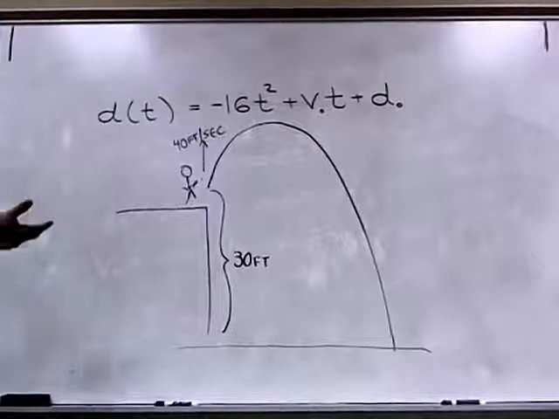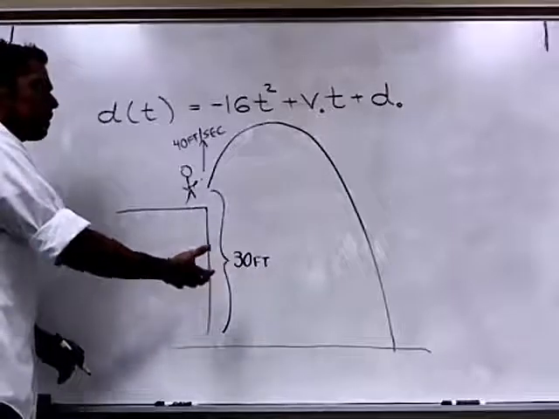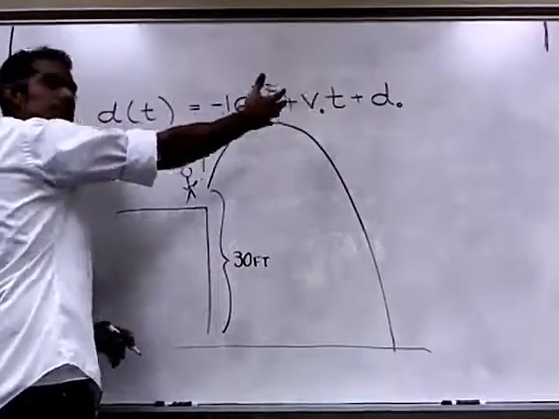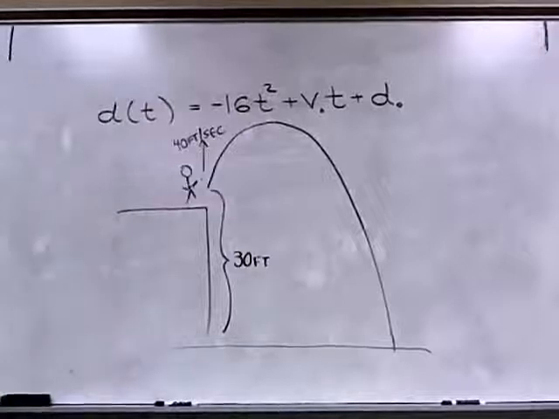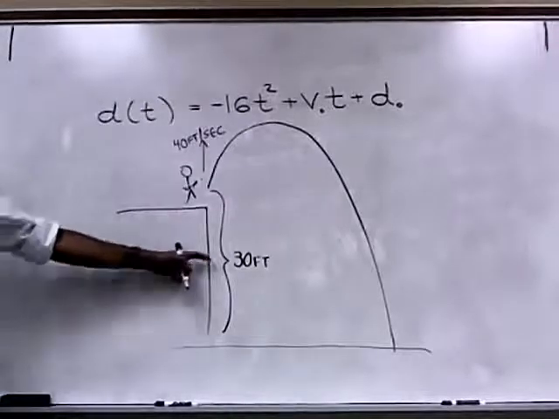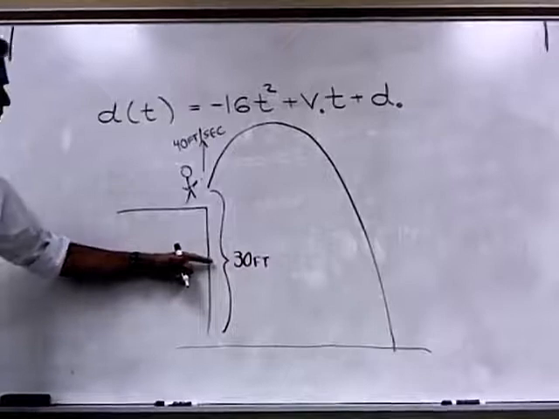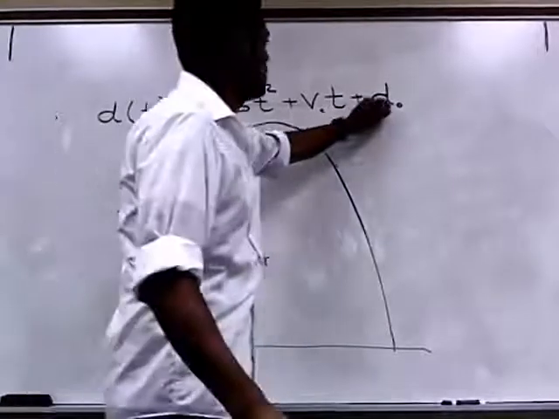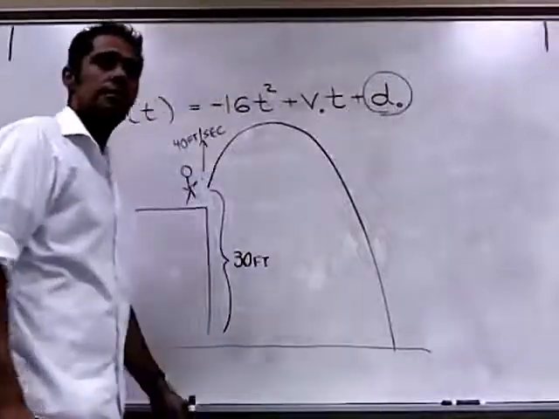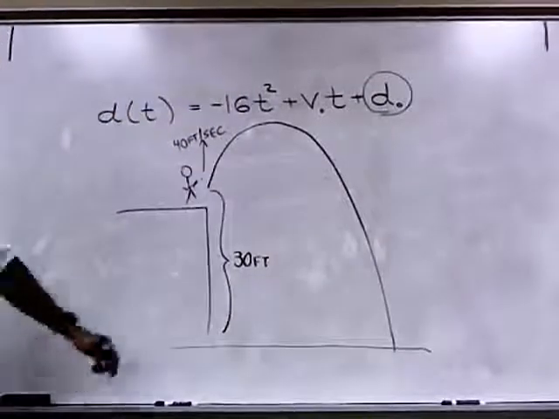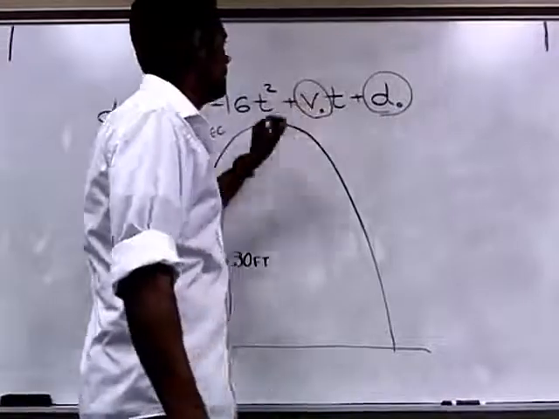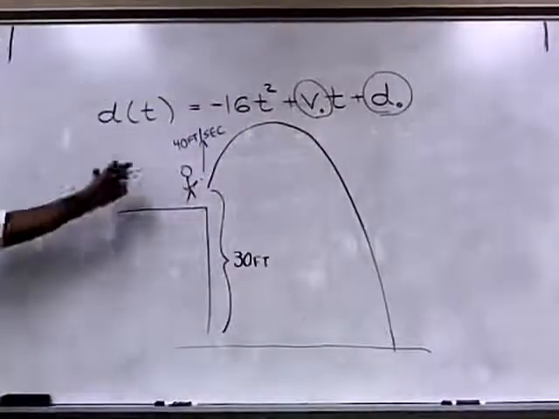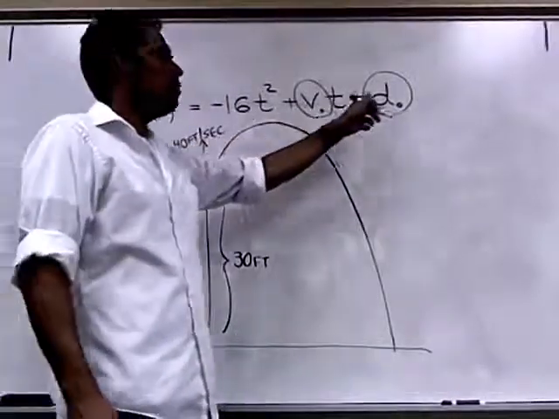So all you have to do is, from this information, figure out what gets plugged in here and then solve the problem. So what is the 30 feet for us? D naught. That's where it started from, right? That's 30. And then what is V naught? That's our starting velocity, right? 40 feet per second. So we'll just put a 40 here. We'll put a 30 here.